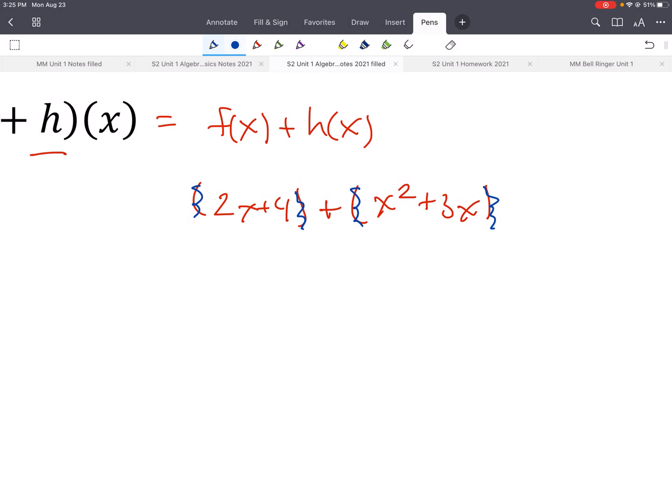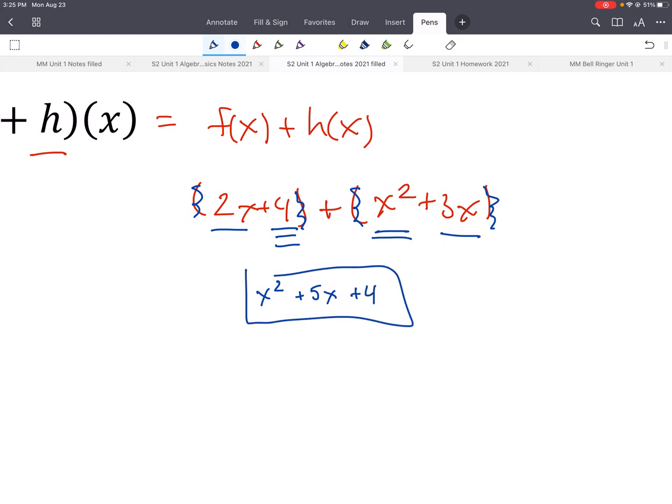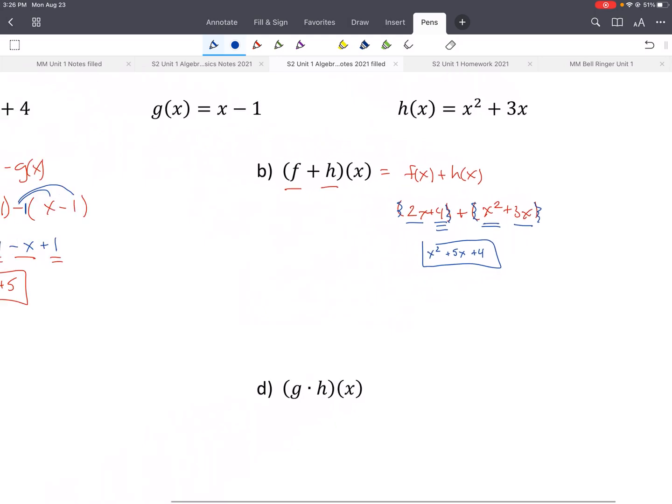And then we'll just combine like terms. So it looks like our highest exponent is an x squared, and there's no other x squareds. And then we can combine our x's, so plus 5x, and then we have our constant plus 4. So that's adding using function notation.